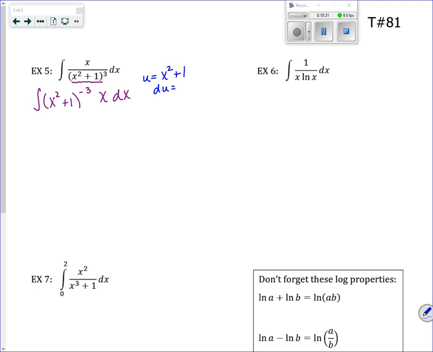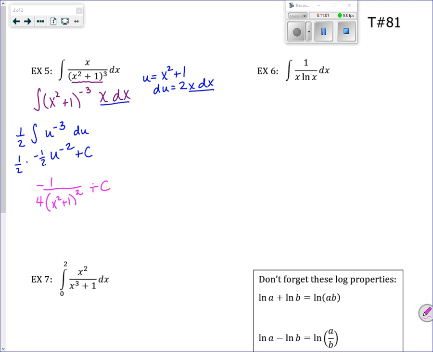So du would be 2x dx. So I would have u to the negative third. X dx is du over 2. So you have u to the negative 2 times the negative 1/2 times 1/2 plus c. So my final answer would be negative 1/4. My u is x squared plus 1. I'll just put it in the denominator plus c. And there you go.